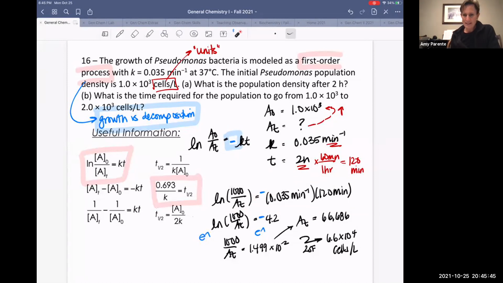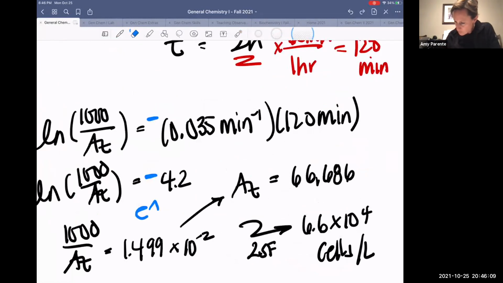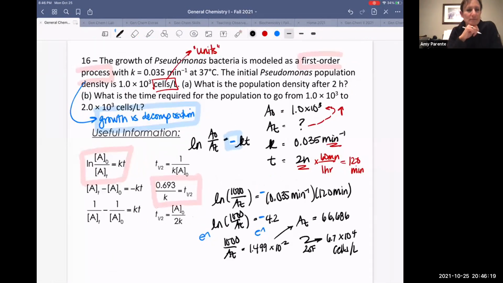And that all important minus sign is going to mean that this number is going to be a small number rather than a large number. And so when I solve for a sub t here, it's going to be just shy of 67,000. Okay, so in this case, I'm going to have 6.6 times 10 to the 4th cells per liter. Truthfully, this should probably be 6.7. Let me actually round this a little bit better there. 6.7 if I round this properly. 6.7 times 10 to the 4th cells per liter. Okay.